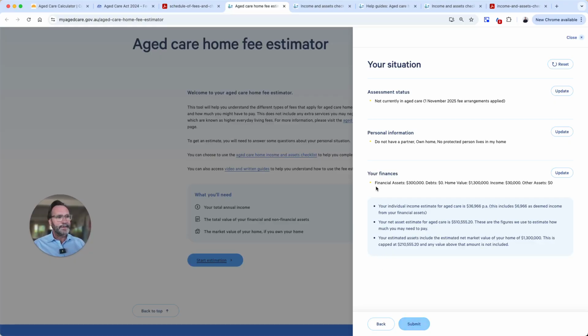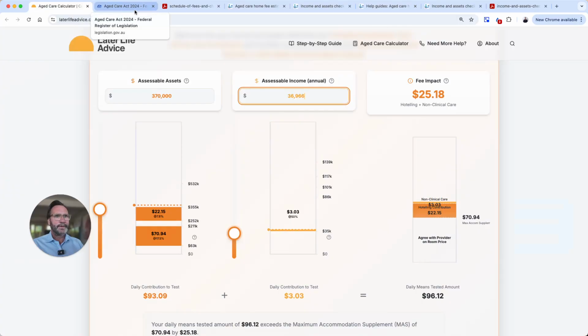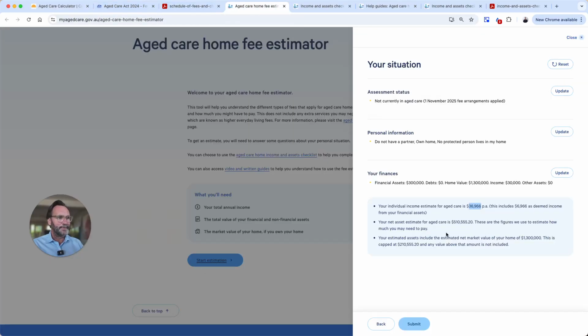So you can see in the example that the financial assets are 300,000, no debt, home value of 1.3 million, $30,000 in pension. What this actually results in is an income estimate of 36,966. So it's a calculated number, on top of the actual age pension income. The resident also has a deemed income. So that 36,966, I'm going to put straight in here for assessable income. Right, we're going to go back to the home care estimator.